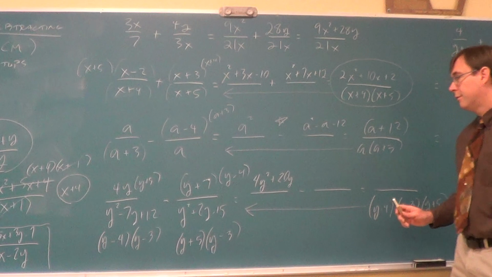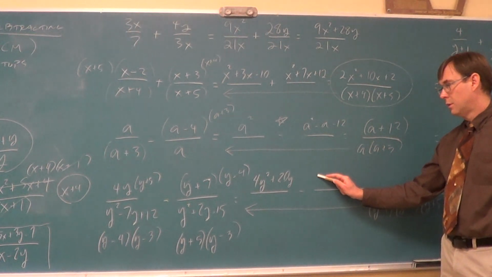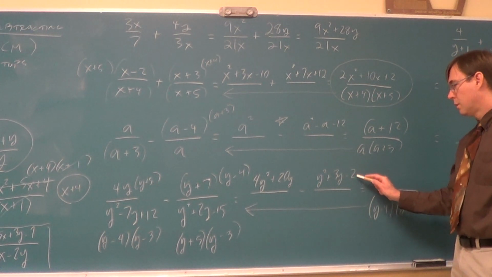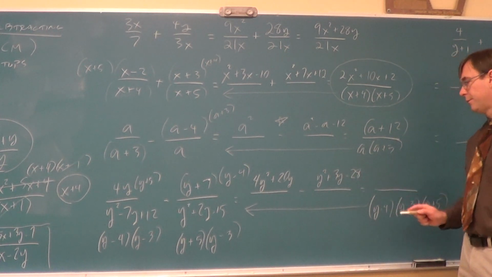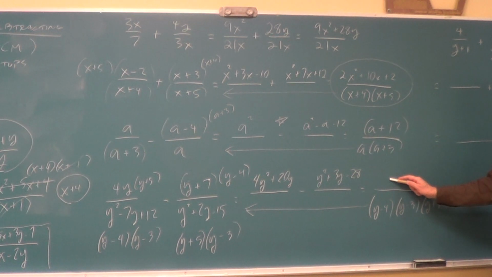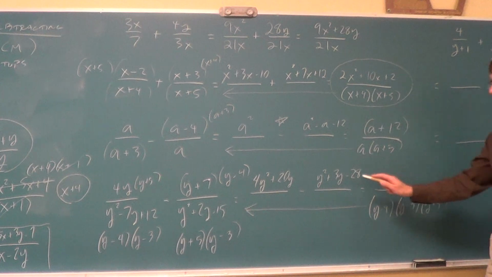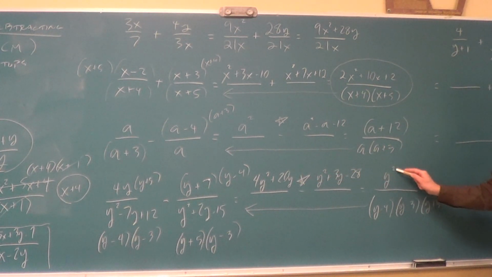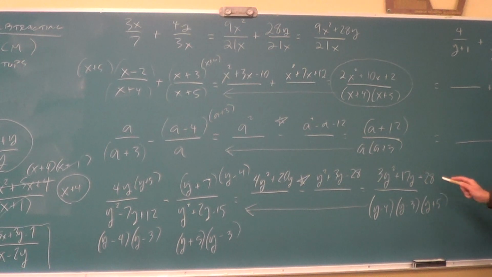Y minus 4, FOIL, y squared plus 3y minus 2y minus 28. Agreed. So 5y squared? Now, I tried to get you, because again we've got that minus sign, which needs to switch everybody. Y squared count is 3, 17y, 28.